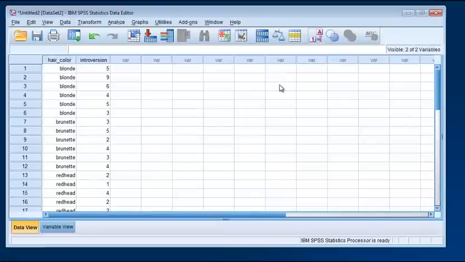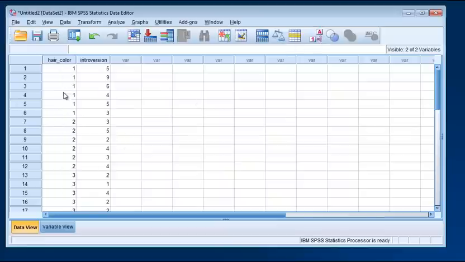Hello and welcome to this video on running planned comparisons following a significant analysis of variance result. In our data set here, we have some fake data where we're looking at the relationship between hair color and introversion. As you can see, we have three levels of hair color: blonde, brunette, and redhead. And we've coded those 1, 2, and 3. And then we have our dependent variable, introversion.